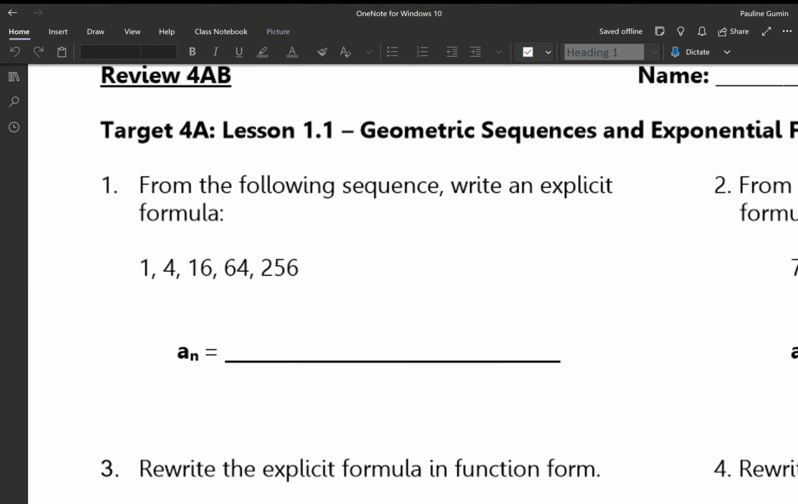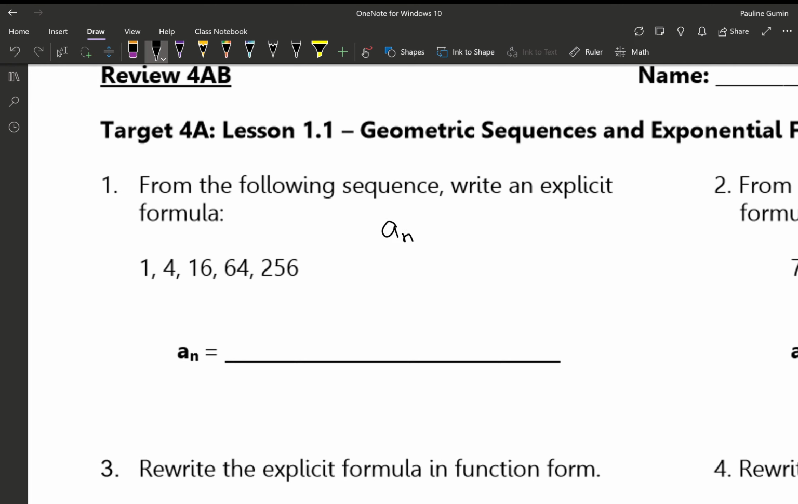Number 1. From the following sequence, let's write an explicit formula. Okay, so first, let me write down what the explicit formula looks like. So the explicit formula looks like this. It's a_n equals a_1 times r to the power of n minus 1. A_1 represents our first term.